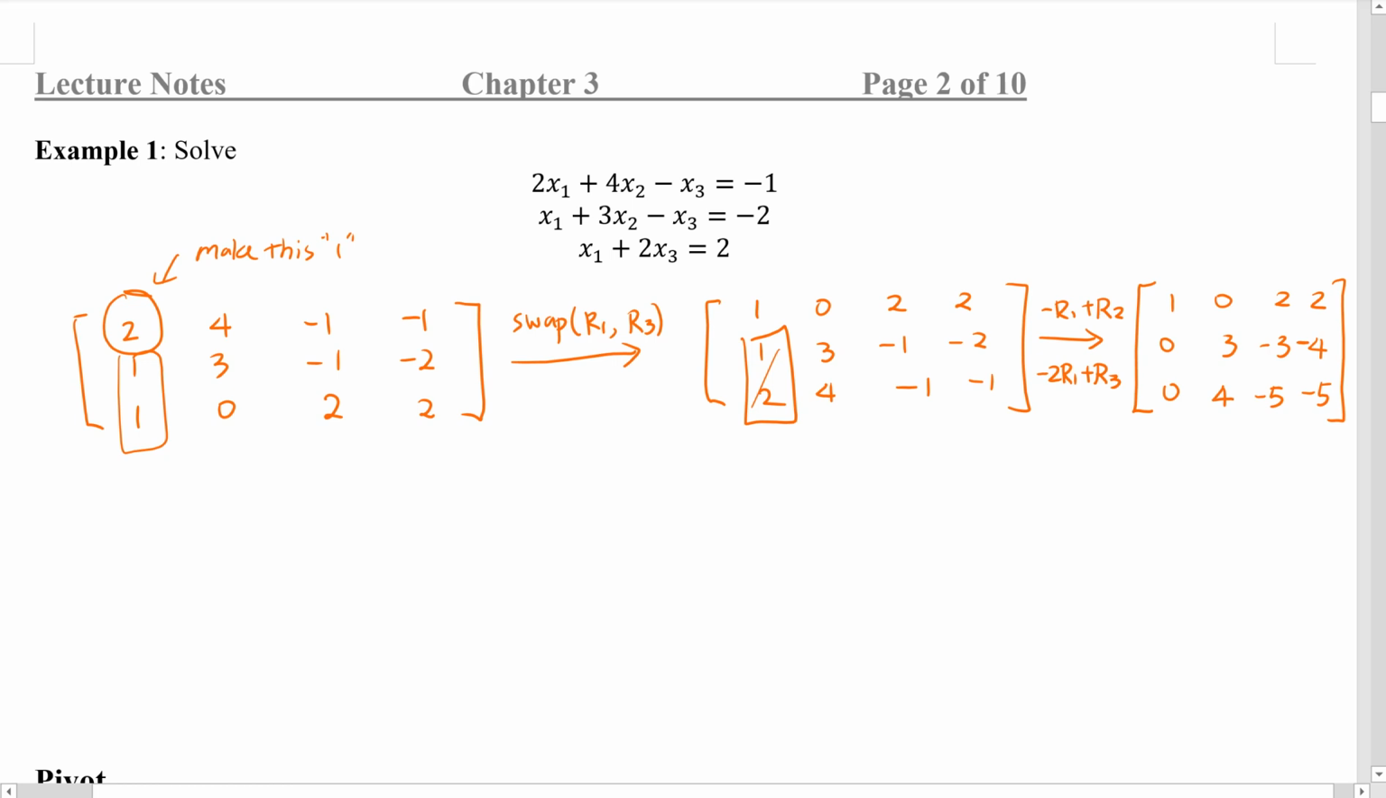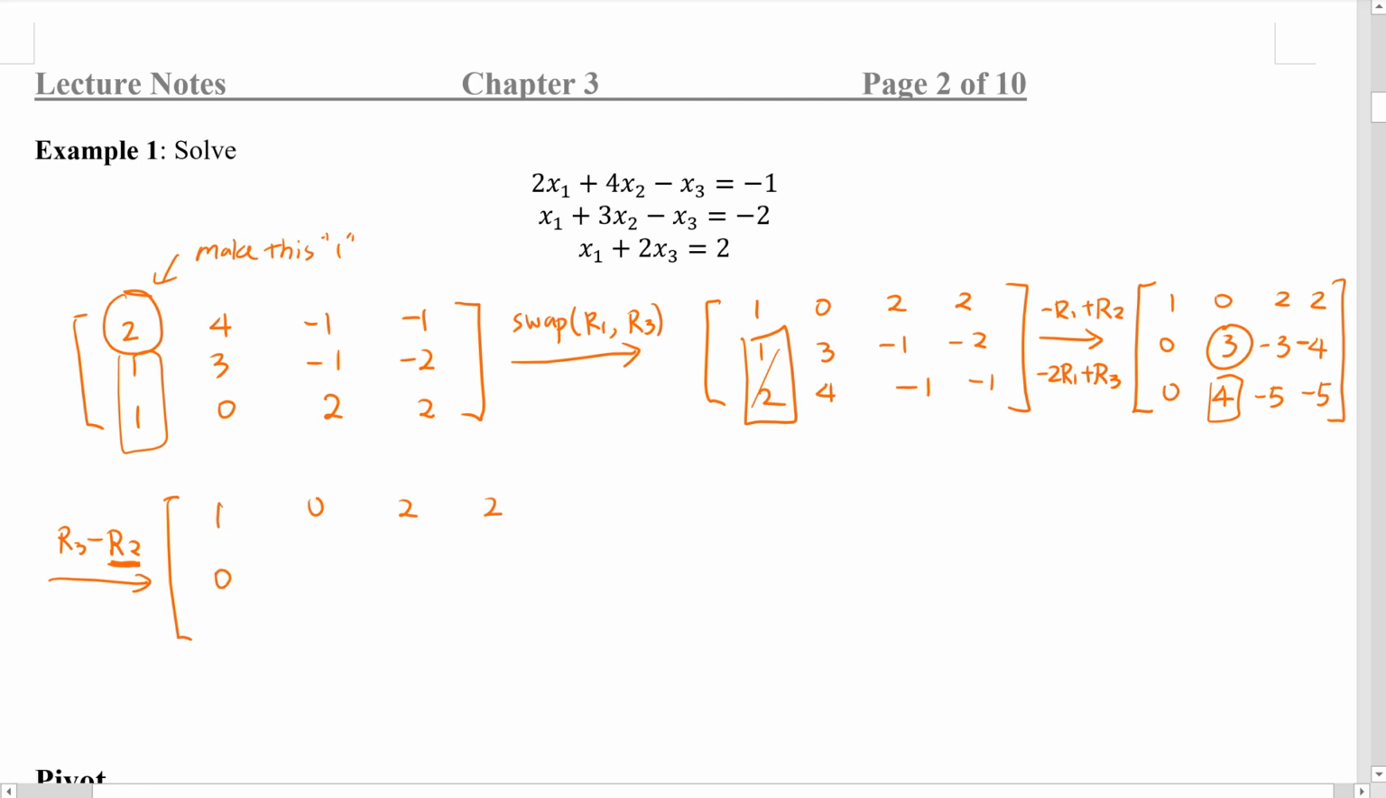Alright, let's continue. The next step, we want to make this guy 1 and use it to kill the entry below it. How do we make this guy 1? One way is divide by 3, but we don't want to have fractions. We want to work with integers, right? Fractions are very easy to make mistakes with. So, can you realize 4 minus 3 is 1? So we can use R3 minus R2. And we usually put the row that we want to replace in the second place here, okay?